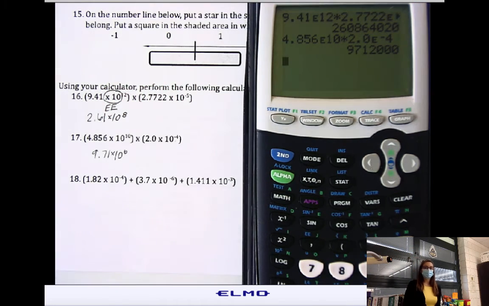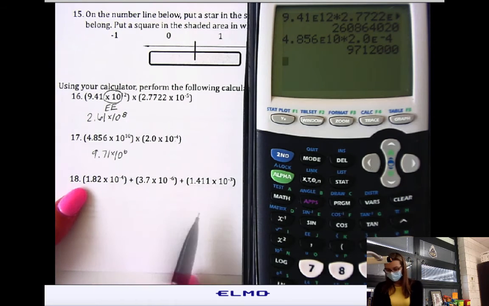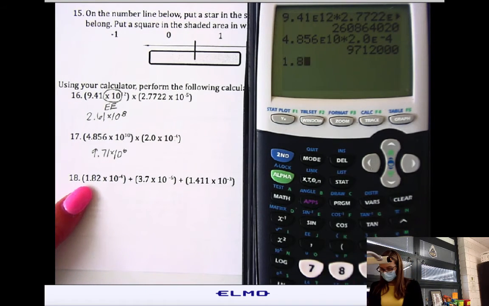The reason I'm only using 3 numbers is because it says round to 2 decimal places, so really we're doing 3 significant figures for this. And then the last one, you're adding. There's no difference except instead of doing times, you're just adding the numbers. So see if you can put 18 into your calculator and see what you get for that.